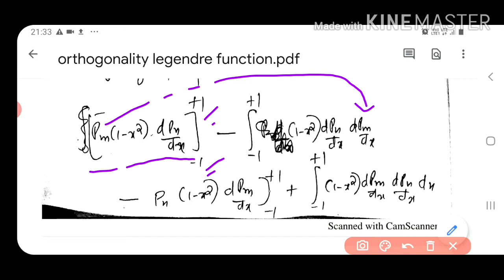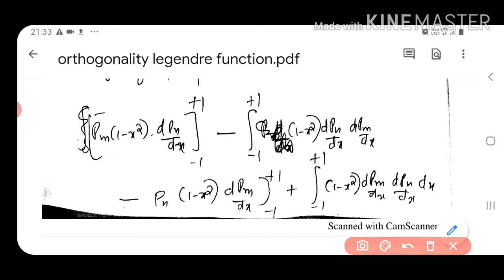So here, in the same way, you have this: minus Pn (1 minus x square) dPm by dx with limits -1 to +1, and the integral from -1 to +1 of (1 minus x square) times dPm by dx, the first order differential of Pn with respect to x, dPn by dx. We are doing the integration by parts.